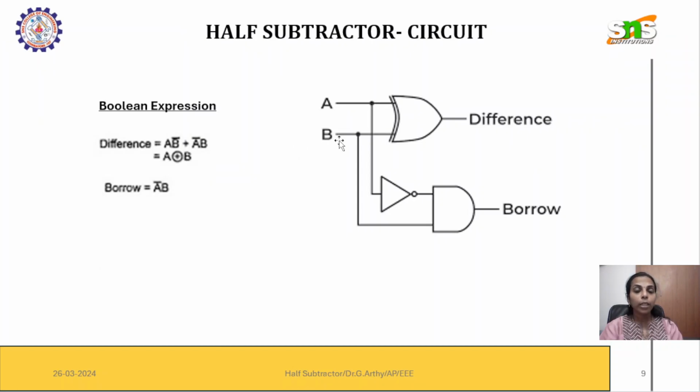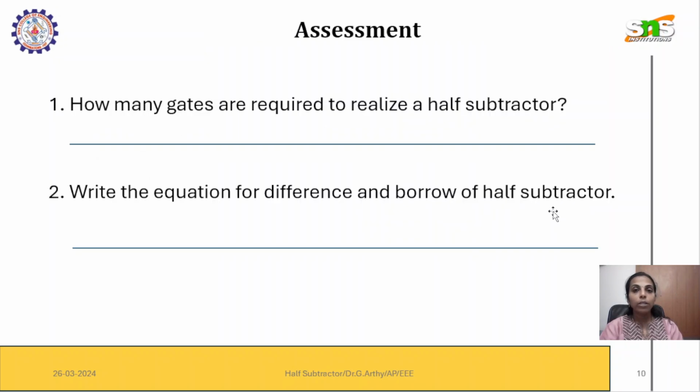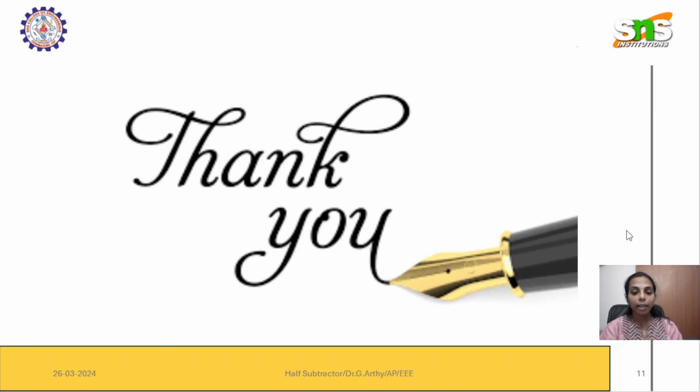And from the Boolean expressions, we can directly draw the circuit diagram. Here we have an XOR gate, inputs are A and B, so we have marked it. Then we have the borrow, which is the complemented version of A and B. So A goes through a NOT gate. The complemented version is given to an AND gate, and B is directly given to achieve the borrow. So this is the assessment, and thank you so much.